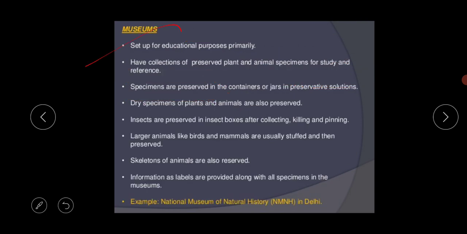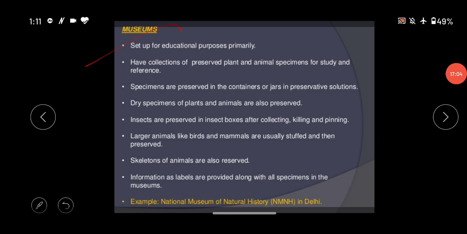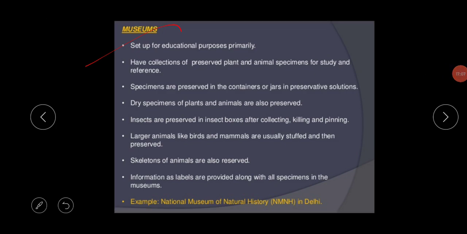Next thing is the museum. I think all of you have heard of the museum. What is the meaning of a museum? A museum is a place used for storing, preservation and exhibition of objects of natural history, art and objects of antiquities. All educational institutes and universities maintain museums in their botany and zoology departments. It is set up primarily for educational purposes, and has collections of preserved plant and animal specimens for study and reference.